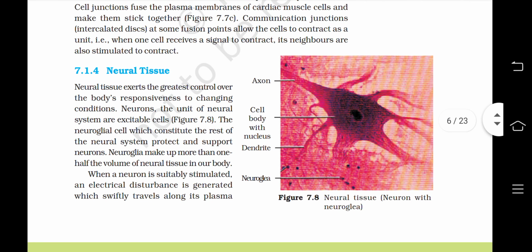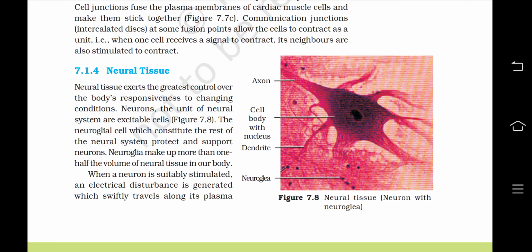Now let's talk about the neural tissue. Neural tissue exerts the greatest control over the body's responsiveness to changing conditions. Neurons, the unit of the neural system, are excitable cells. Figure 7.8. Neural tissue. Neuron with neuroglia. What is neuroglia? Neuroglia are the supporting cells in the nervous tissue.